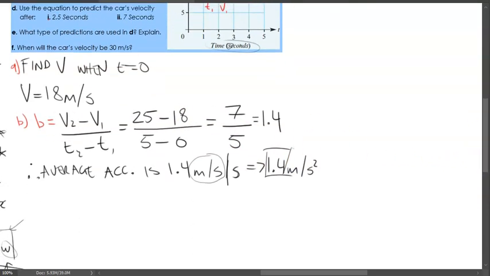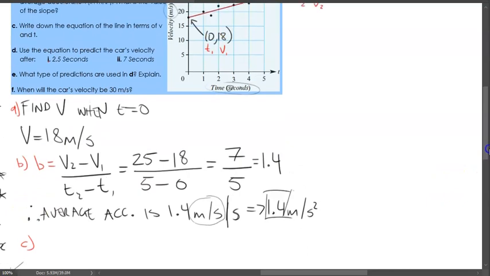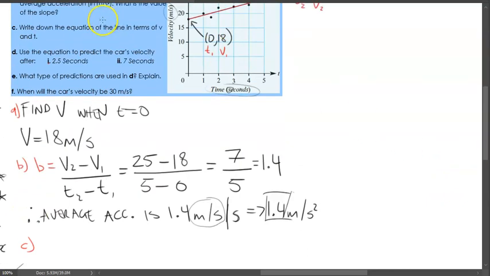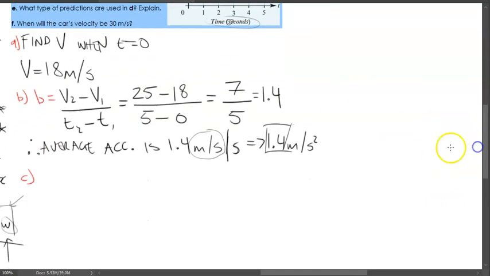Question C. I'm hoping I haven't lost you guys by now because I know this is quite a lot to take in. Question C, we're looking at write down the equation of the line in terms of v and t. Okay, this is simple because we found our A and we found our B. So let's change color. V is equal to A plus B t. We found what our A is, the v-intercept. We know what our B is. We found the slope, and it's a simple substitution.